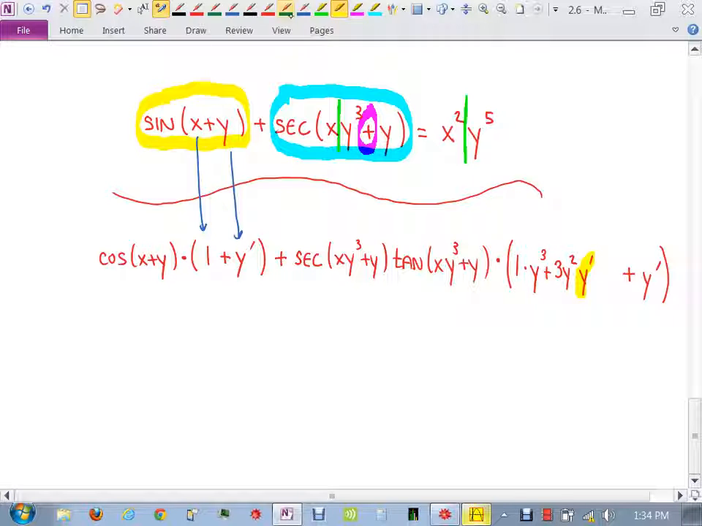And I'm even going to make a little side note here. If I'm trying to find dy dx, and I'm given y cubed, when I take the derivative, it's 3y squared. Most people are okay with that. Where does the y prime come from? That has to be out there.